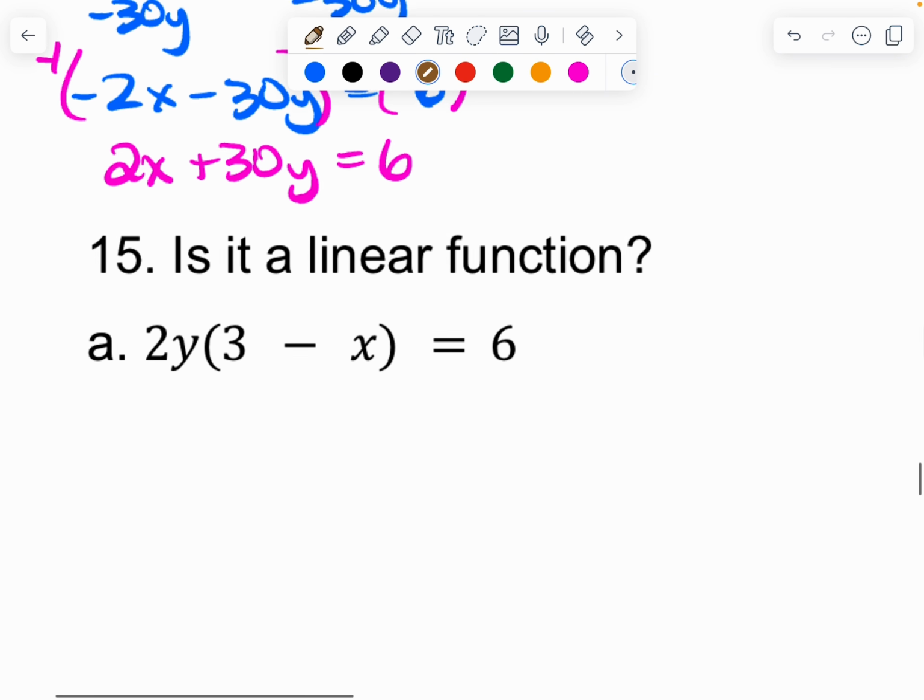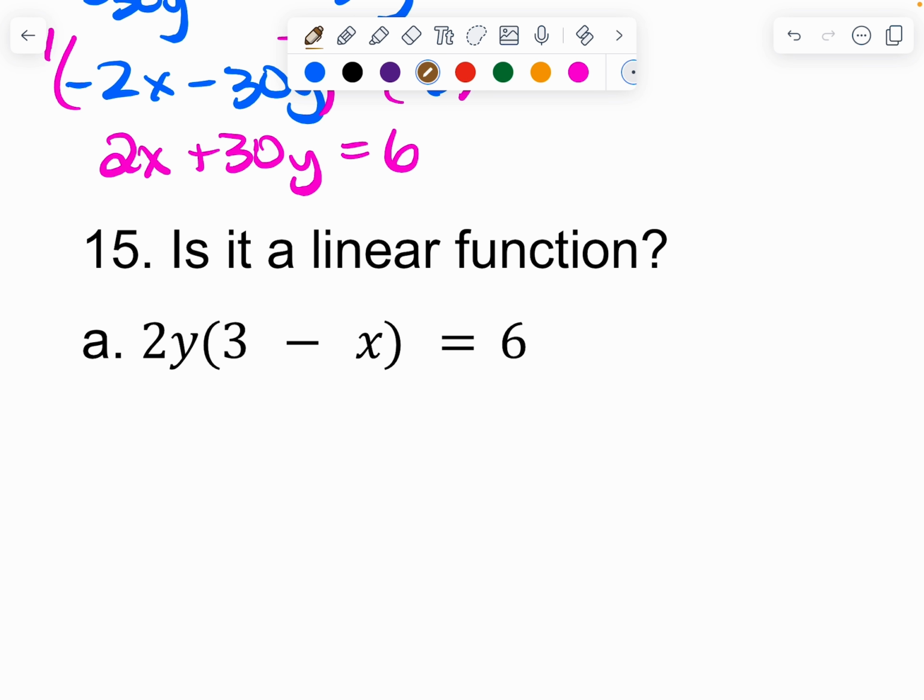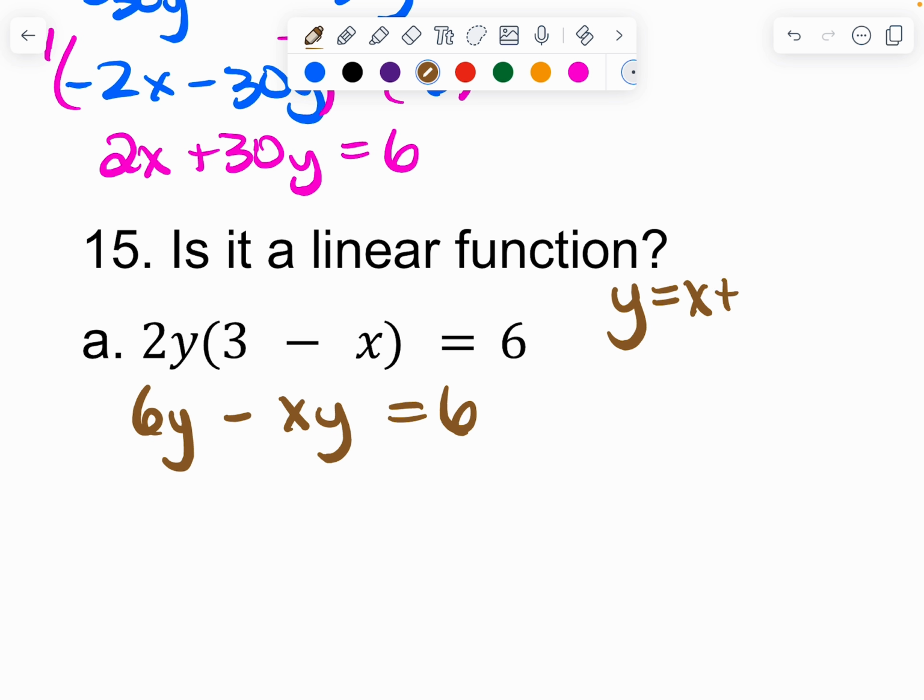Okay, is it a linear function? So let's multiply this through. 6y minus xy equals 6. To be linear, we have to have it... I don't know why I forgot the m. It should look something like one of these two. That does not look like that, so no.